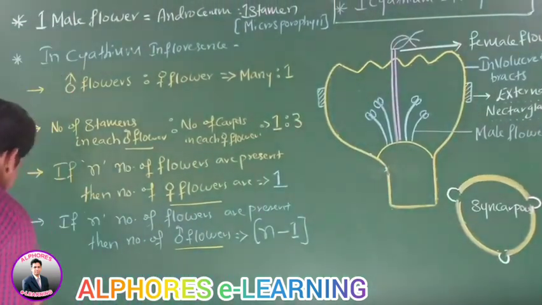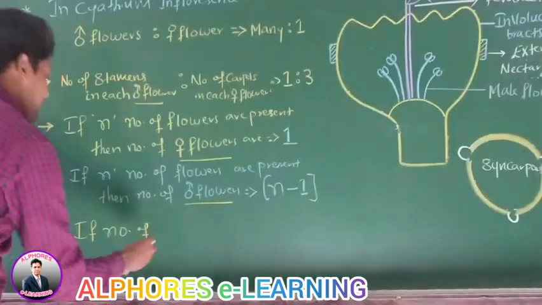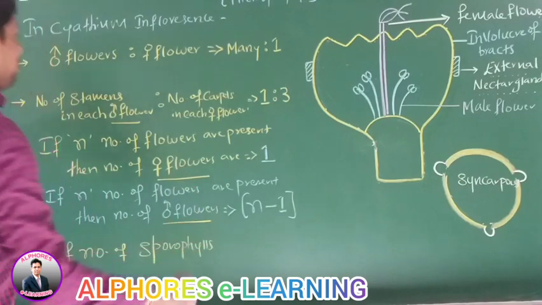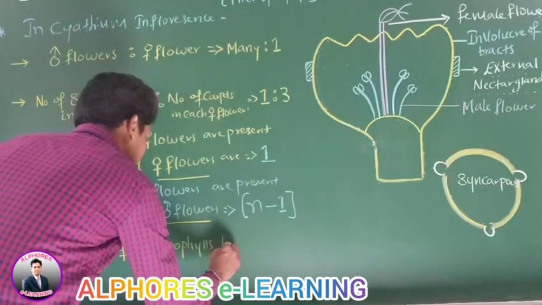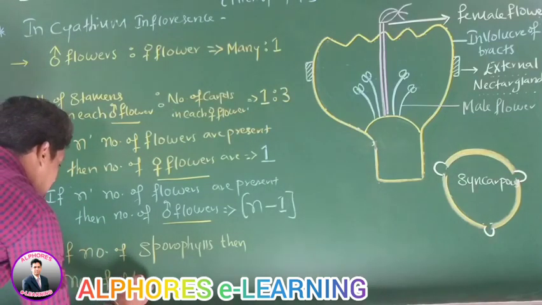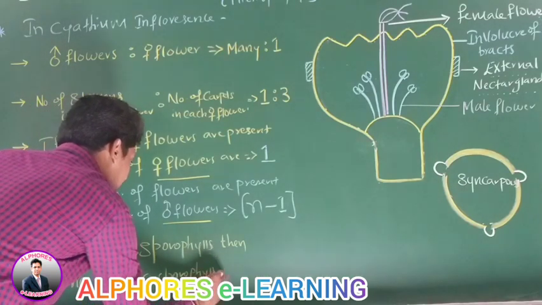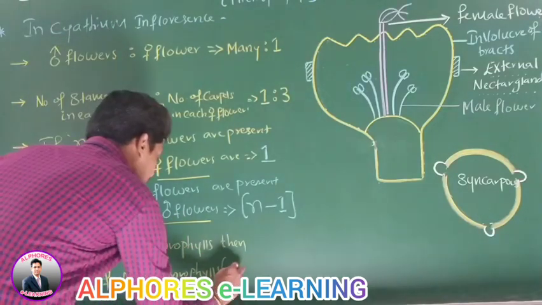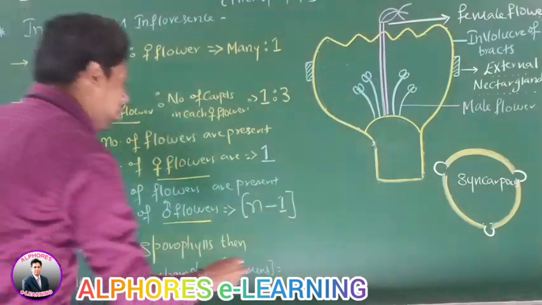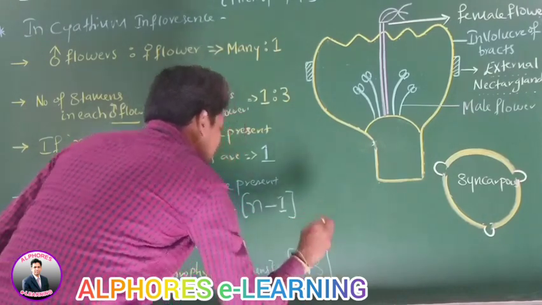Is it okay? Now listen to this statement. Sir, if n number of sporophylls are present in Cyathium inflorescence, then number of microsporophylls. Microsporophylls means nothing but what, sir? Stamens. Yes or no? Microsporophylls nothing but what, sir? Stamens. Becomes how many, sir? It becomes n minus 3. What it becomes, sir? N minus 3.